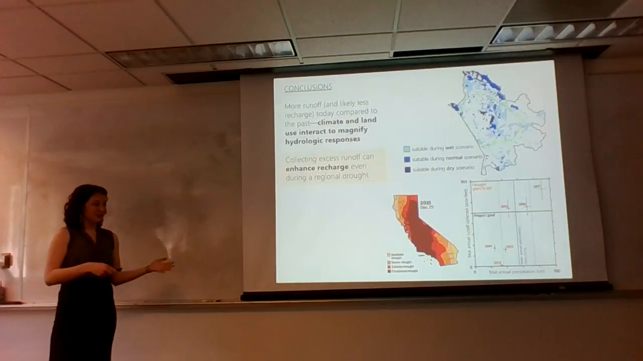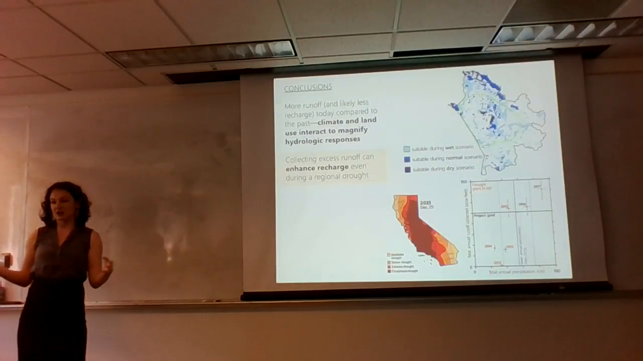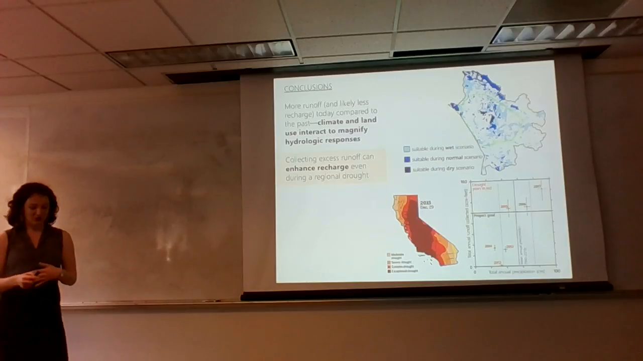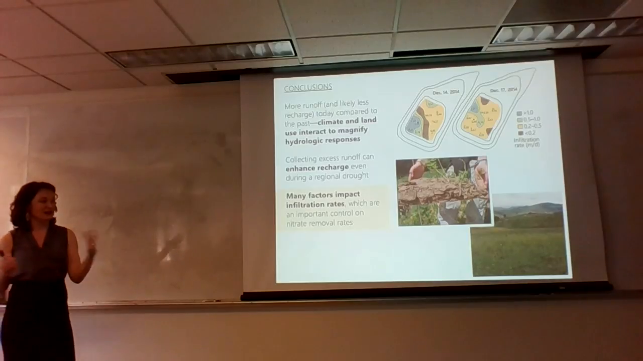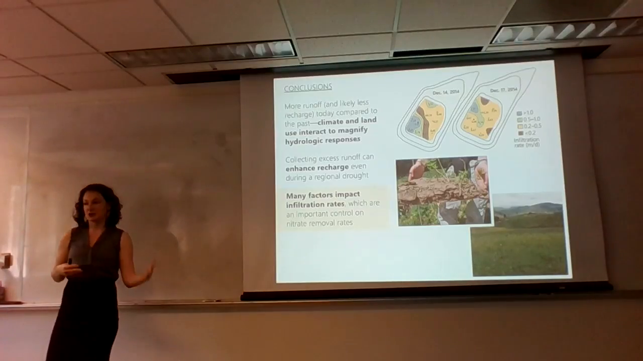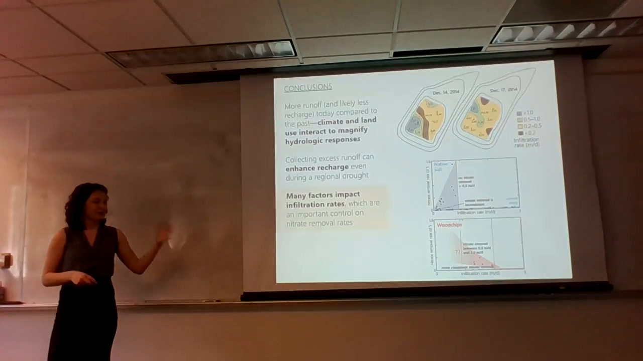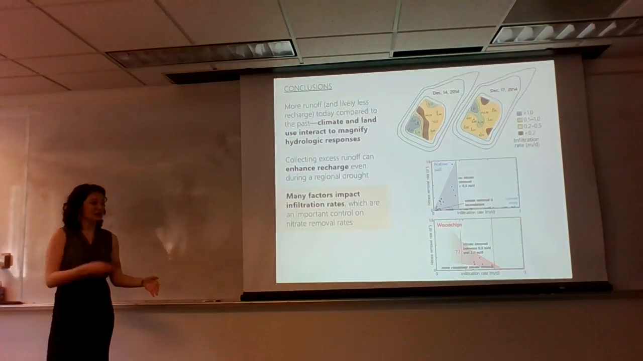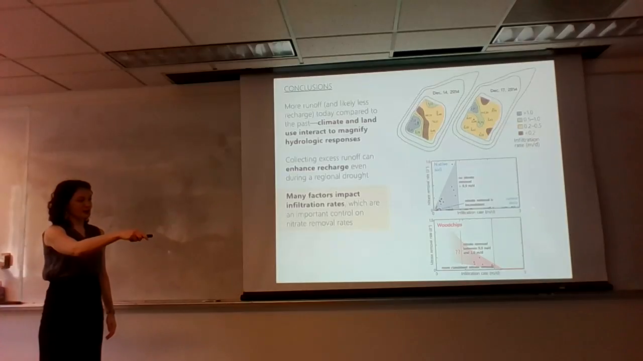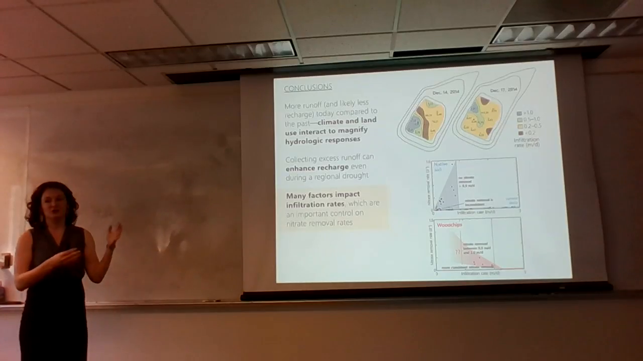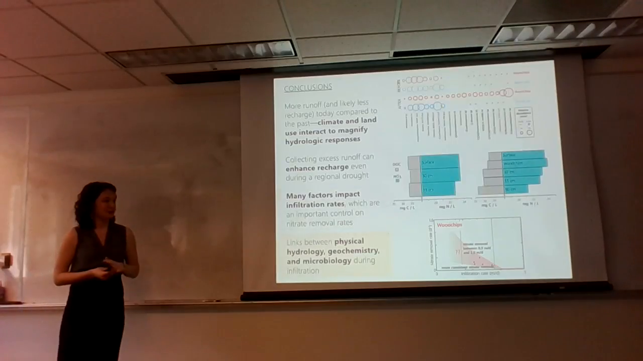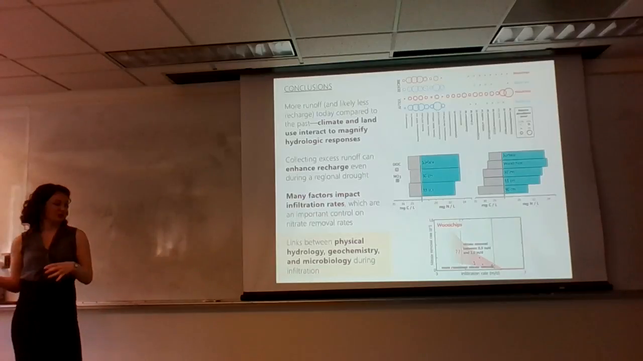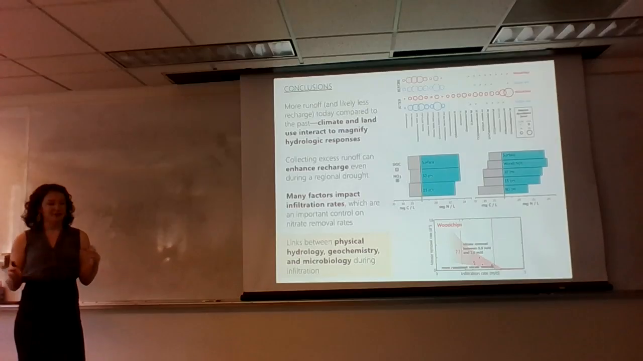Both the regional models and field data showed that collecting runoff to enhance recharge can be an effective strategy even during a regional drought. And the field observations also showed that infiltration rates varied very much in space and time, and identified several factors that could contribute to those variations. In the third chapter, I showed that variations in infiltration rate are really important for water quality because infiltration rate was a significant control on how much nitrate removal occurred in the subsurface during infiltration. And my field experiments from chapter 3 ultimately provided direct links between hydrology, geochemistry, and microbiology in the subsurface during infiltration.